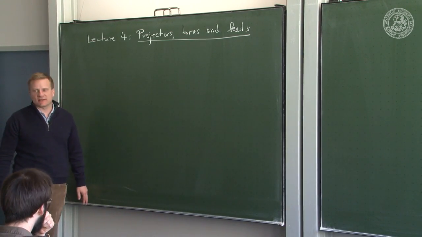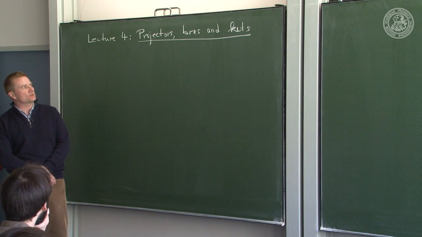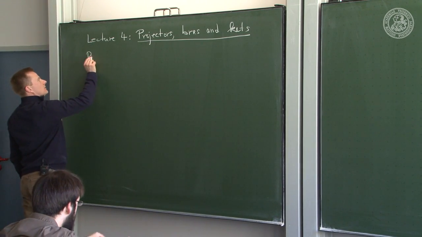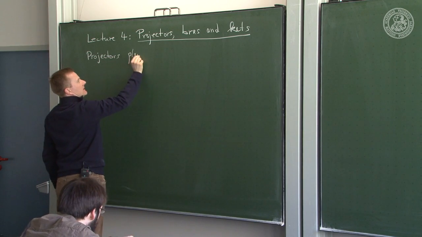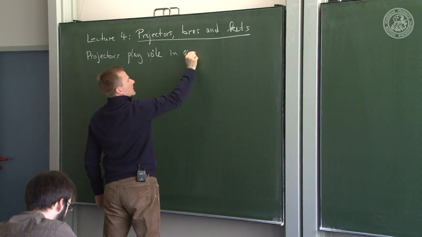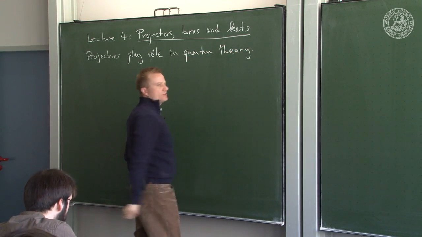So welcome to lecture number 4 of the quantum mechanics course. Today we talk about projectors, bras, and kets. And projectors play a key role in quantum theory. And in fact, we already saw that in the axioms. And they deserve to be studied in detail, and today we'll do that.